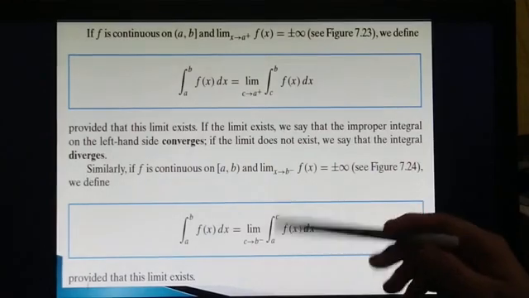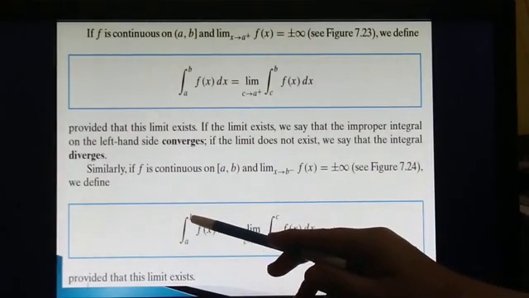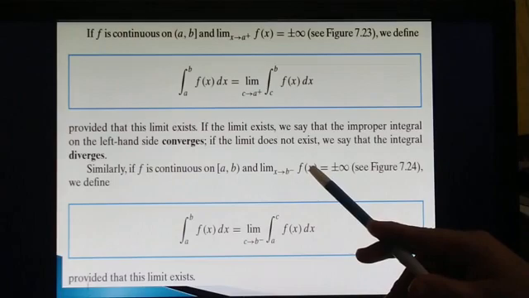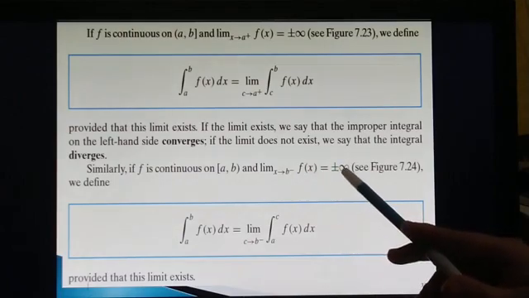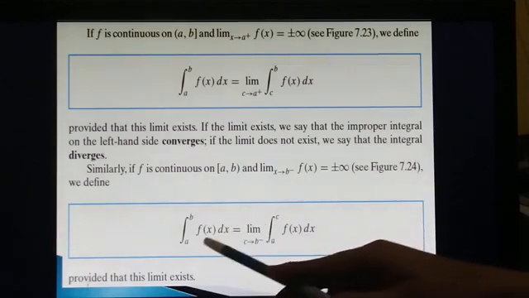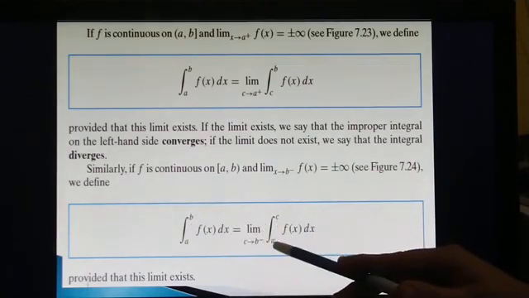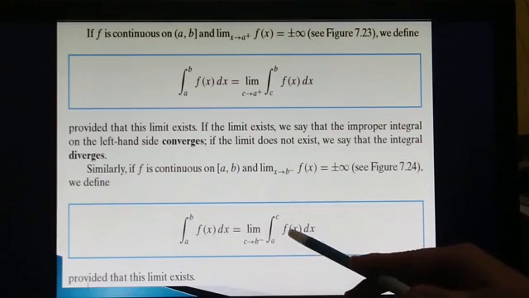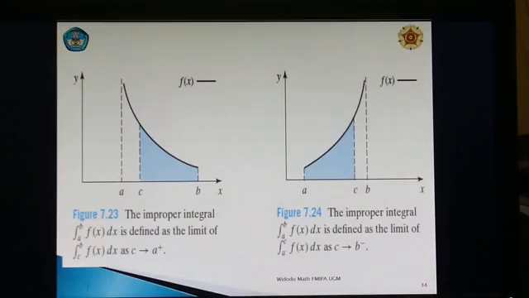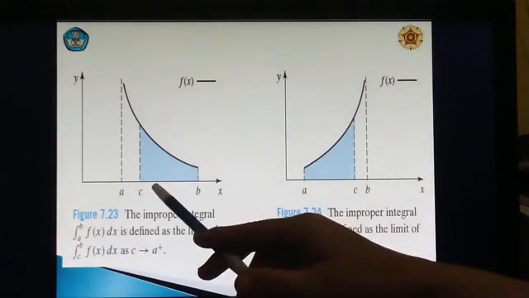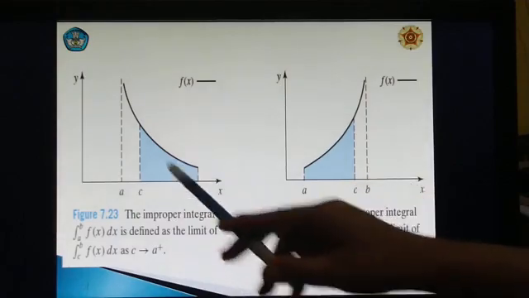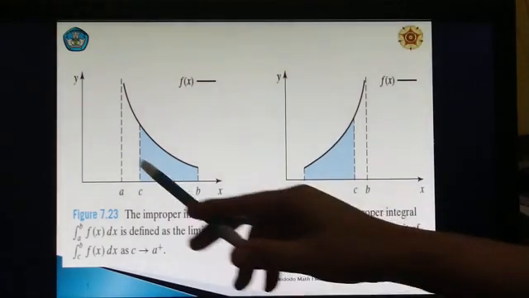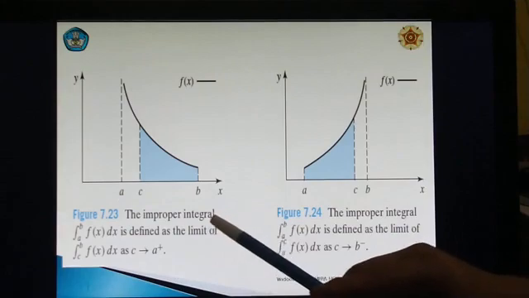On the other hand, if the improper point comes from b, that means the limit of f(x) as x tends to b from the left is equal to plus infinity or minus infinity, then the definition of the improper integral is equal to the limit of the integral from a until c of f(x) dx, as c tends to b from the left. The illustration is just like that. The first illustration is on the left side, and on the right side the improper integral happens in b, and on the left side it happens in a.